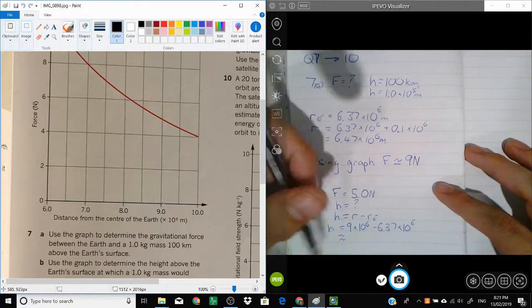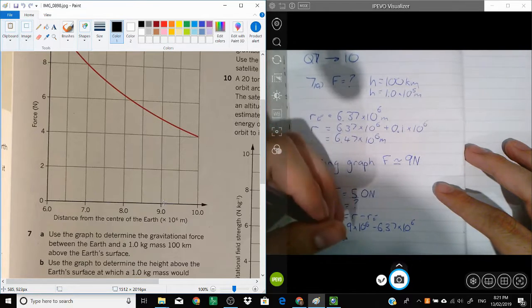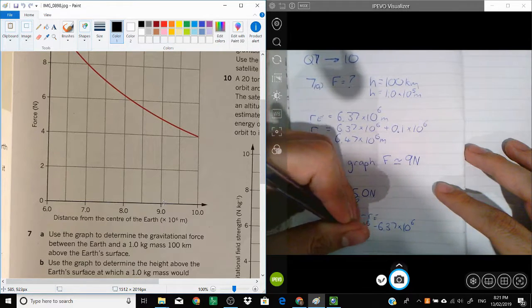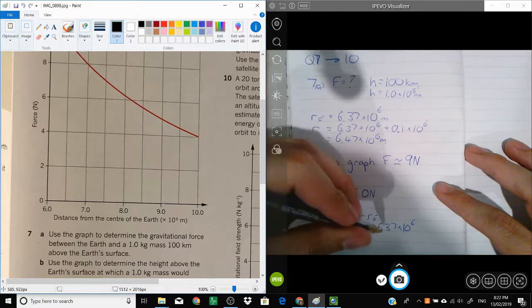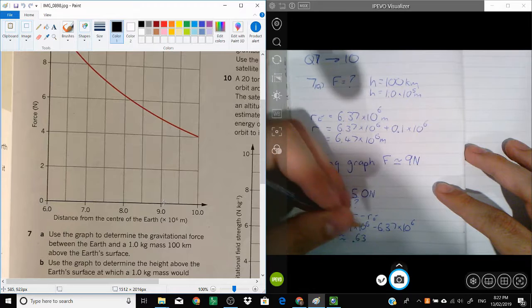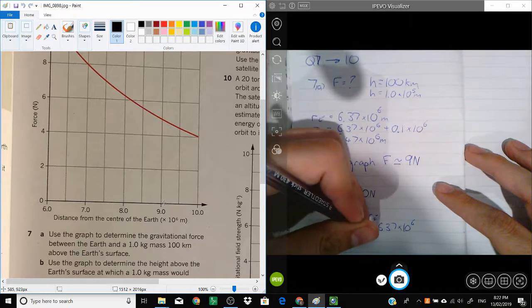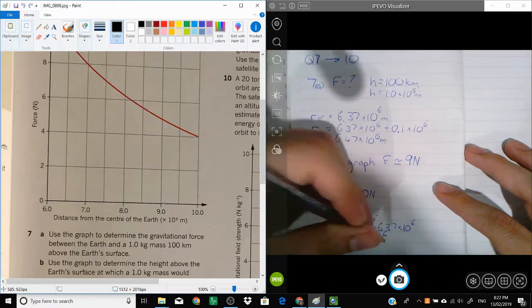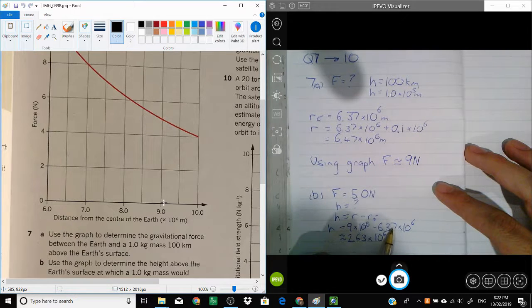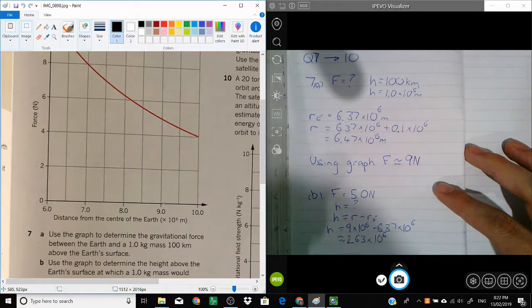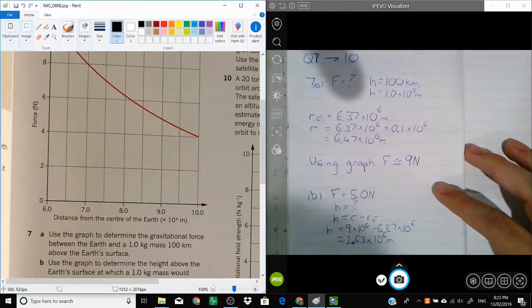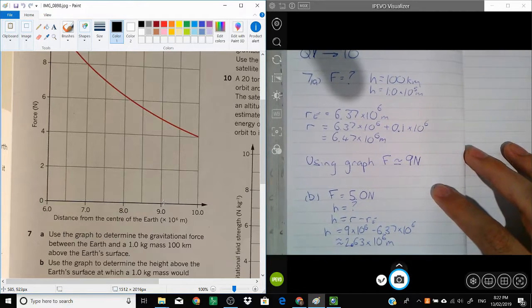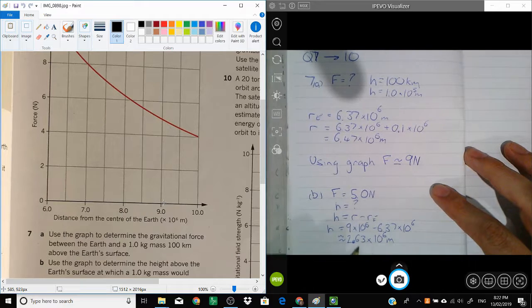Okay, move out my calculator. All right, so 9 minus 6.37, okay, 2.36 times 10 to the 6. There we go. Okay. All right, so that is the height. I probably accept that.